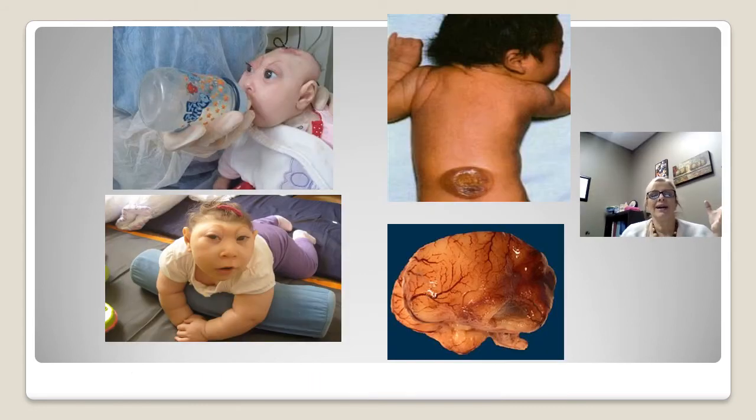So these two pictures here at left are anencephaly, okay? Then we have spina bifida at the top right, and then this is lissencephaly, that smooth appearing brain here at the bottom right.